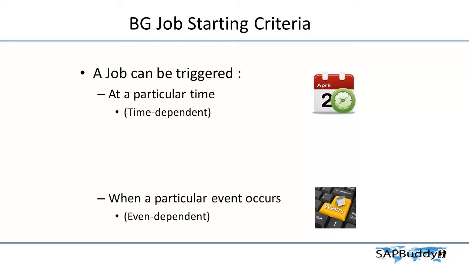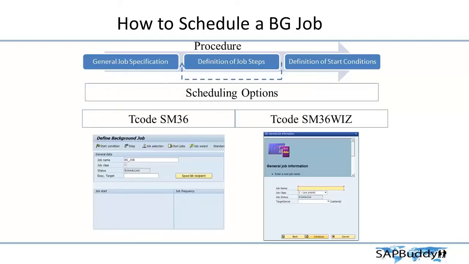Once you schedule a background job, based on the resources available, it will execute the program or execute the particular background job. This is the selection, this is the starting criteria. We have time dependent and event dependent. Then how do we schedule a background job? What are all the steps involved in scheduling the background jobs?